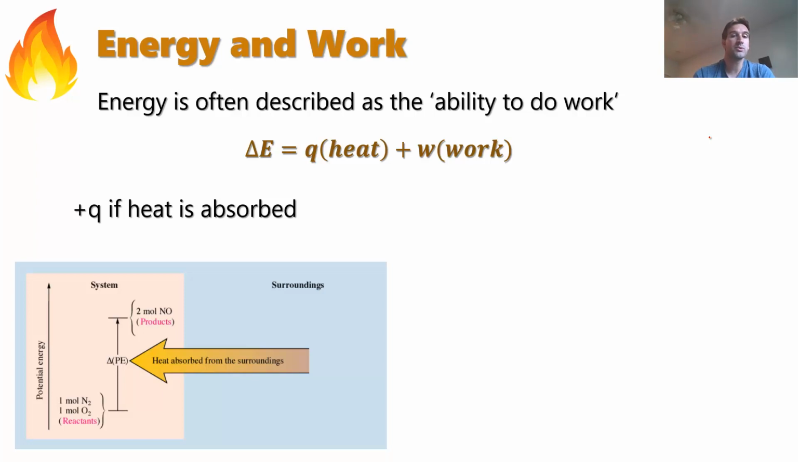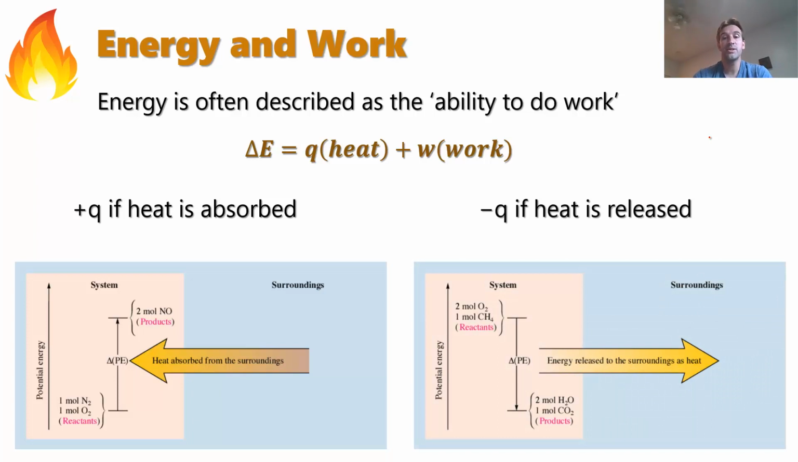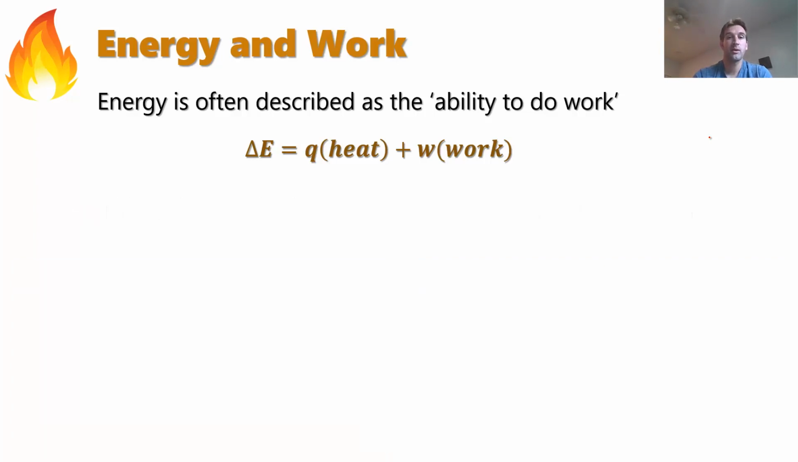Now, in this visual, we're seeing that the surroundings are adding energy to the system. So we're increasing our heat content. If we have the opposite situation, if our system is going to give away energy to the surroundings, that's where we see this decrease in potential energy. So that's the heat component.